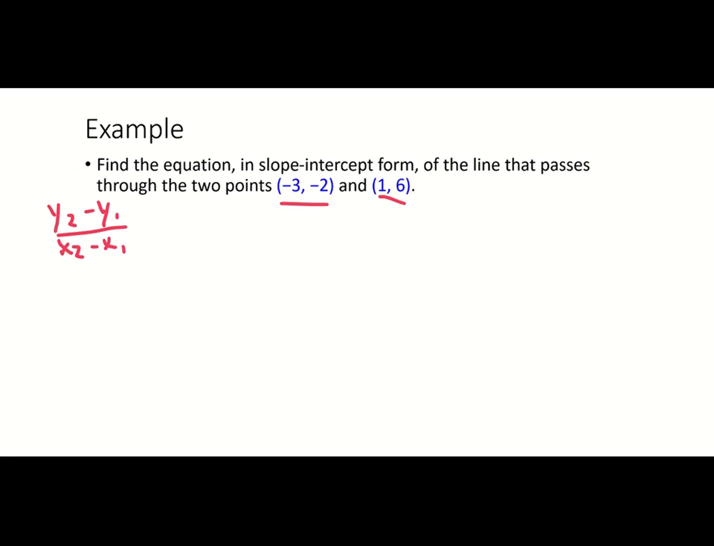So again, you can label them if you want: x1, y1, x2, y2. I know that's a little small. My slope here, though, I'm going to do 6 minus -2 over 1 minus -3. So that'll be plus the positive. That gives me 8 over 4. And then when I simplify that, 8 divided by 4 is 2. So that is my slope.